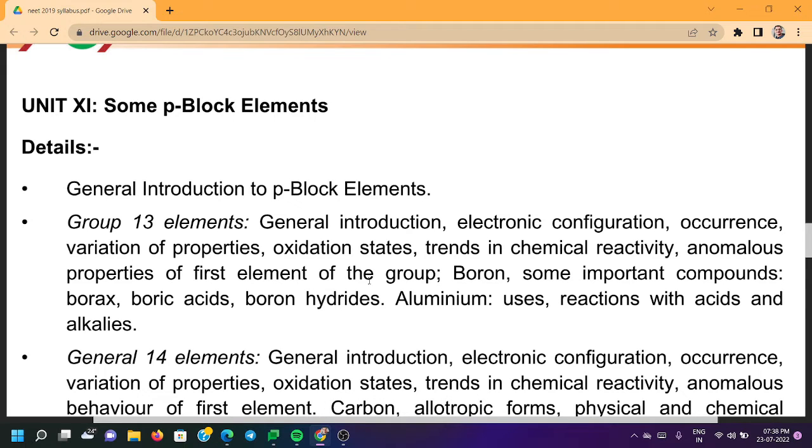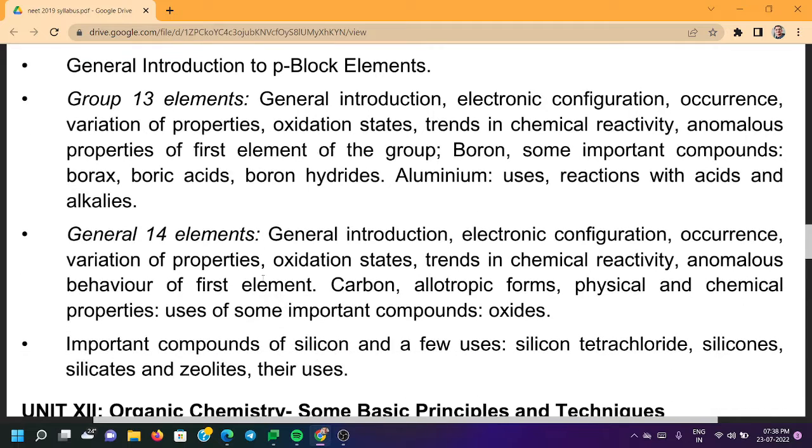Unit 11, Class 11 Chemistry, some P block elements. General introduction to P block elements, Group 13 elements. General introduction, electronic configuration, occurrence, variation of properties, oxidation states, trends in chemical reactivity, anomalous properties of the first element of the group. Boron, some important compounds: borax, boric acids, boron hydrides. Aluminium: uses, reactions with acids and alkalis.